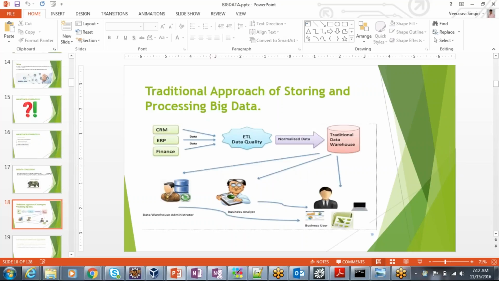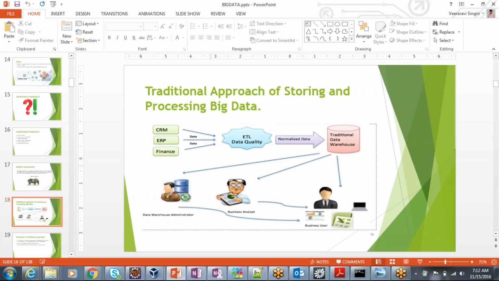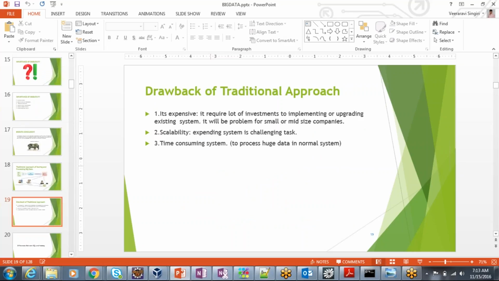So this is how data processing works in the traditional approach, and we have seen it. What are the limitations? It is expensive, not scalable, and a time-consuming system. Cost, time, and expense, and scalability is also one of the major problems.